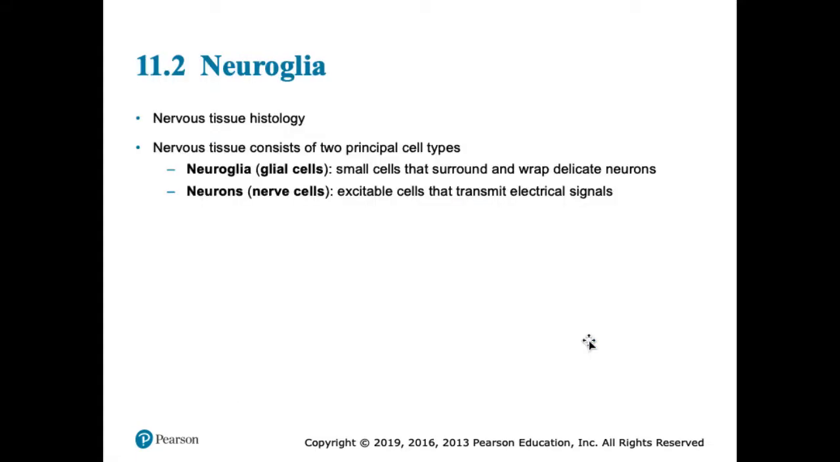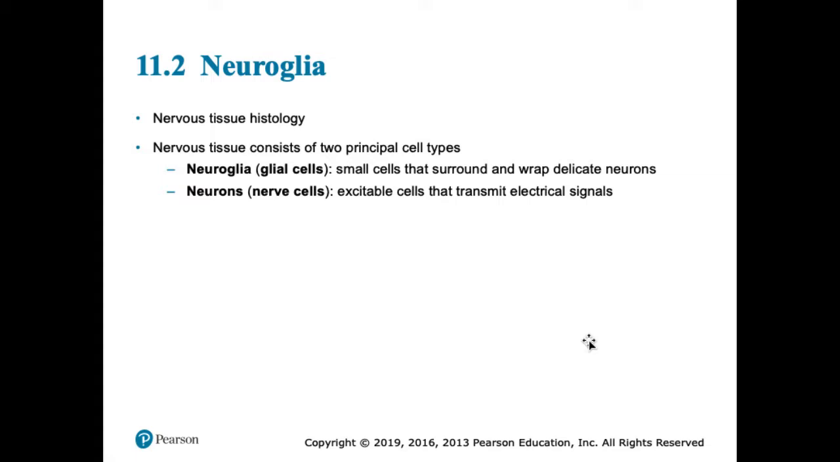So we also have neuroglia. Nervous tissue histology is also very important. A lot of times we don't really think too much about nervous system histology, but it's really important. There are lots of cells and tissues that make up that nerve.